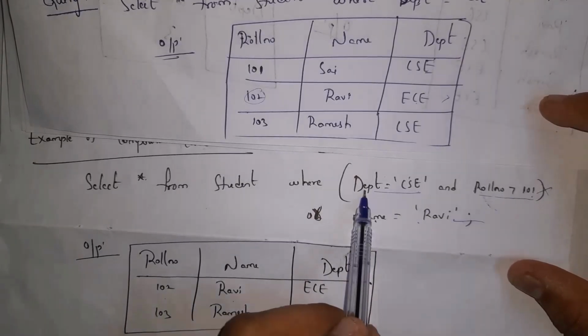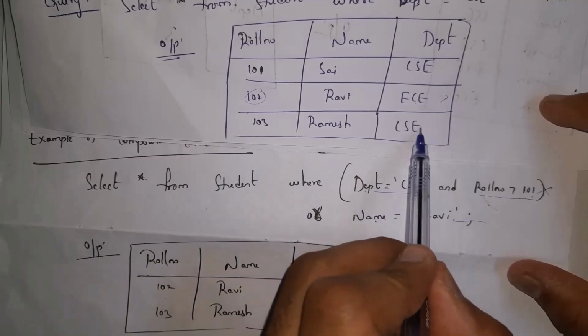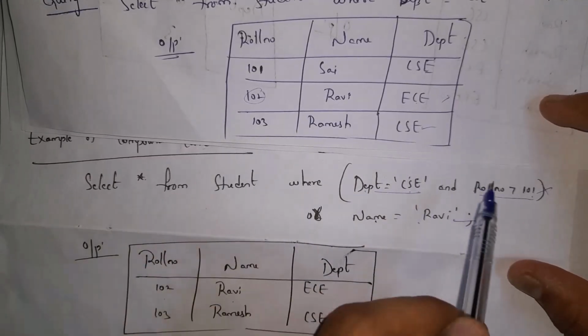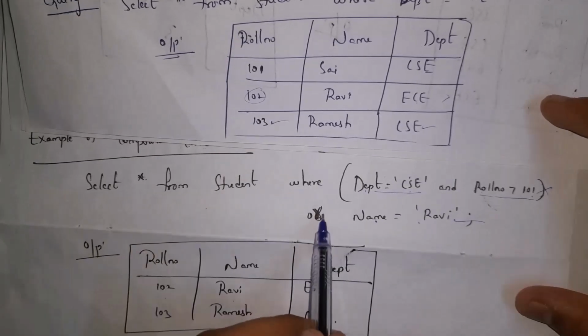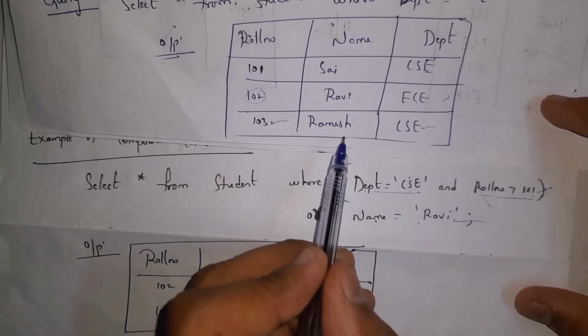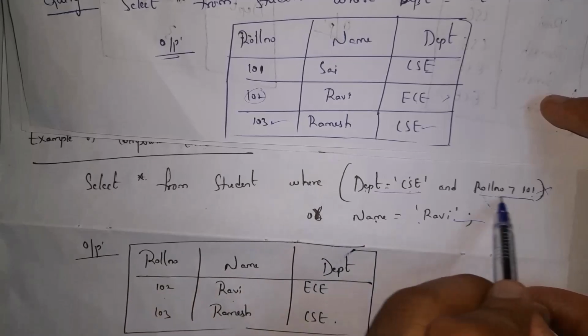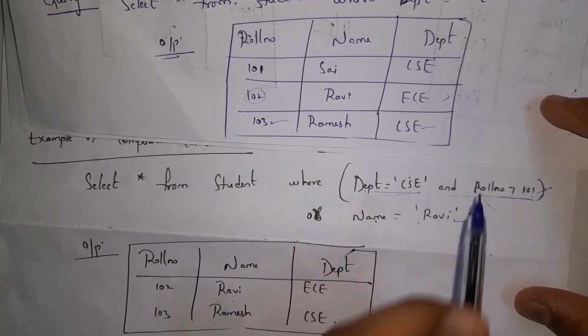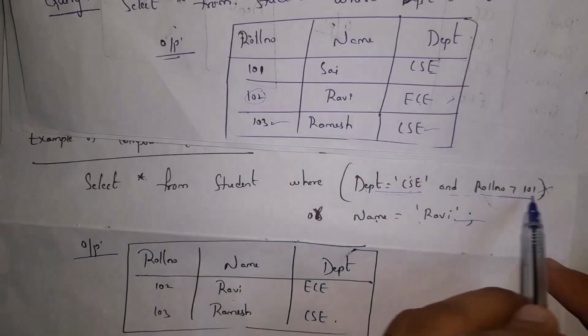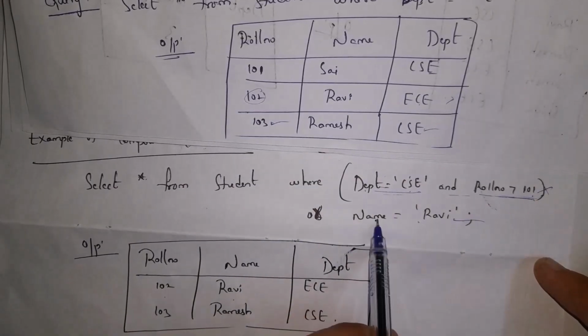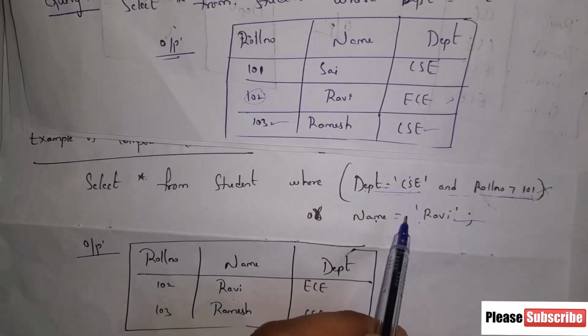And next one, department is CSC. Condition is satisfied. And roll number greater than 101, 103 is greater than 101, so this condition is also satisfied. This other condition is not satisfied: name is Ramesh, not Ravi. So even though only a single condition is true, as the first is fully satisfied, I'll get output, that is 103, Ramesh, CSC. This is my output. Either this entire condition or this condition, out of these two, if anyone is satisfied, I'll get output.